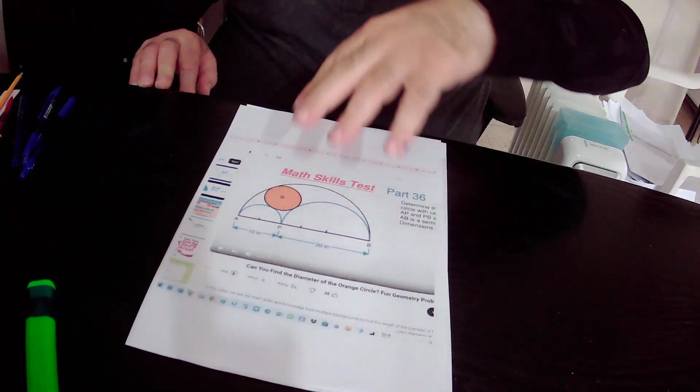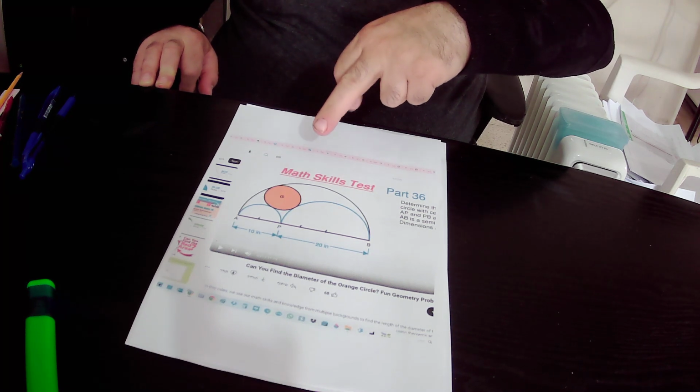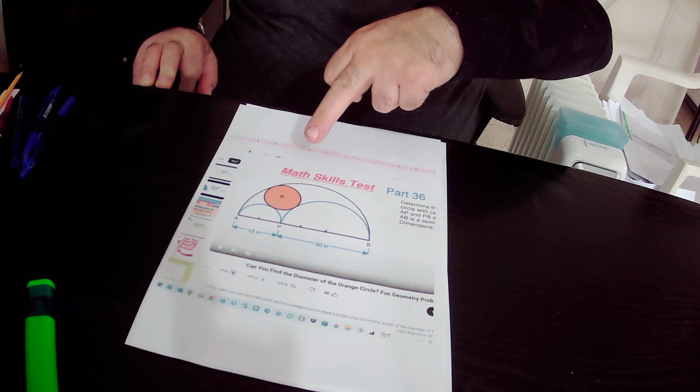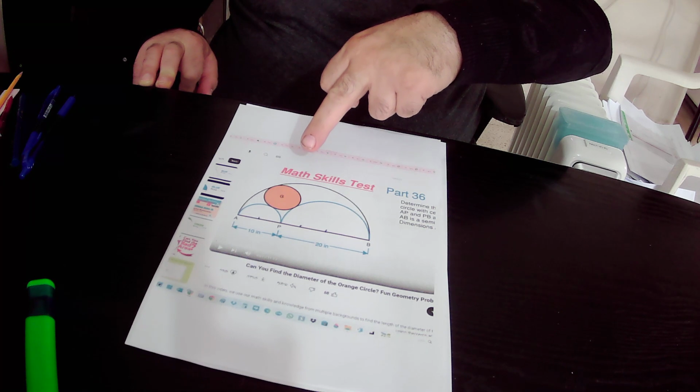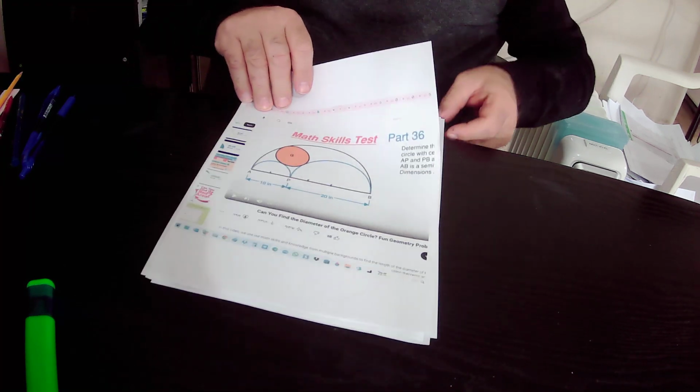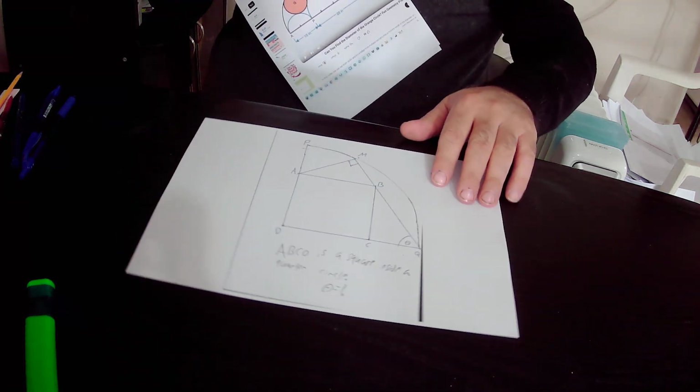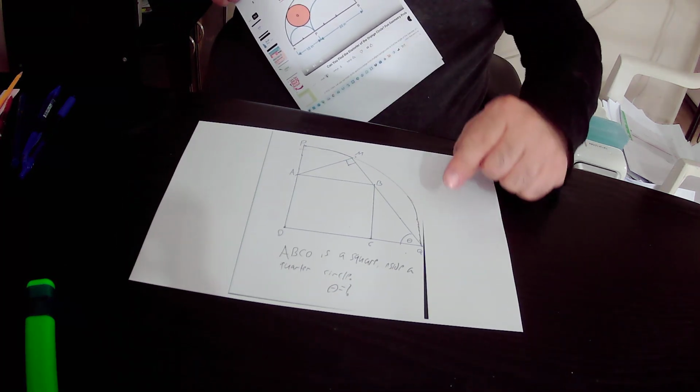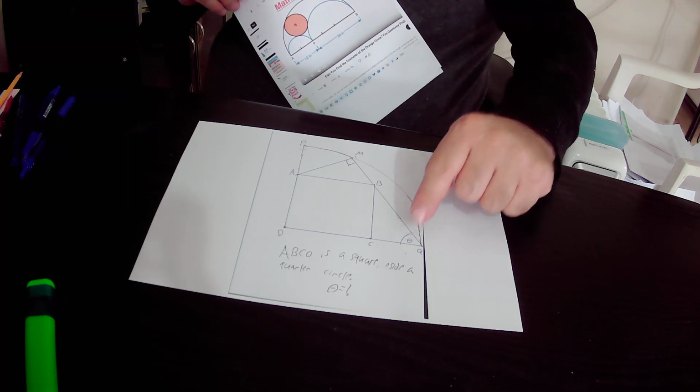The first question is to find out the diameter of this orange circle, and the second question is to find out the size of this angle theta.